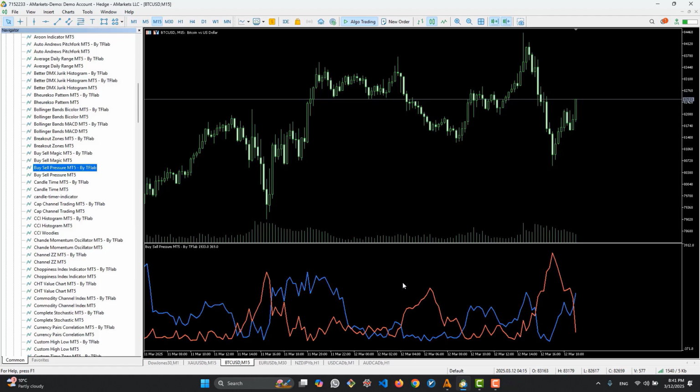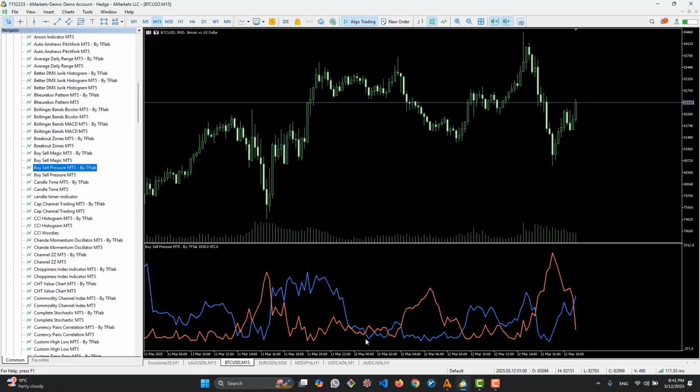We can use this indicator in such a way that when the red line crosses above the blue line, we enter a sell trade, and with the next crossover we exit the trade. Conversely, when the blue line crosses above the red line, we enter a buy trade, and with the next crossover we exit the trade.